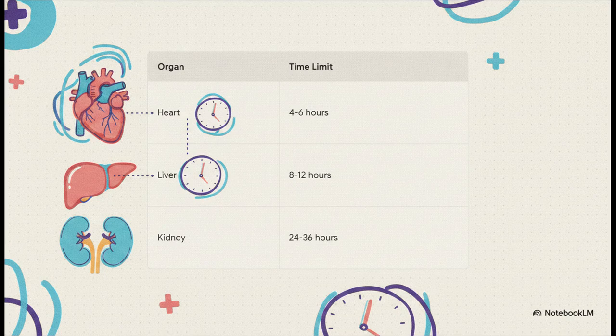The myocardium is incredibly sensitive to cold ischemic injury. Kidneys can be safely preserved for 24 to 36 hours, and livers for 8 to 12 hours, but a donor heart has a very short window. It really must be reperfused within 4 to 6 hours of cross-clamping to avoid severe ischemic damage and immediate post-transplant pump failure. Bottom line, exam pearl: the heart cold ischemia limit is strictly 4 to 6 hours.